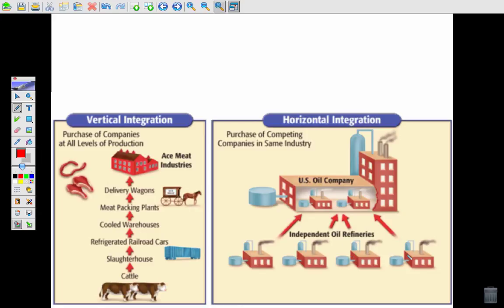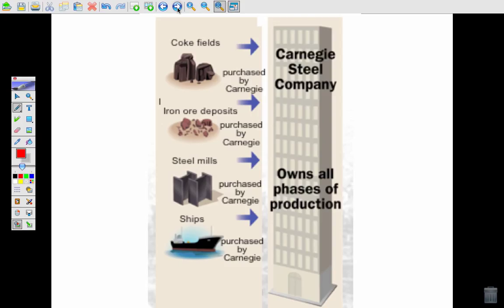Horizontal integration, again, is the purchase of competing companies within the same industry. So you purchase individual oil companies to create one overarching oil company. So you buy out these independent oil companies, oil refineries rather, to create one large overarching oil company. Okay, let's take a look at the next slide. So again, this shows vertical integration here, horizontal integration here.